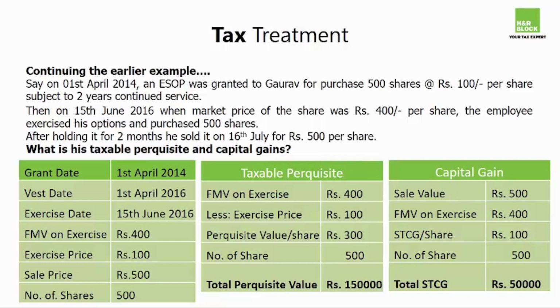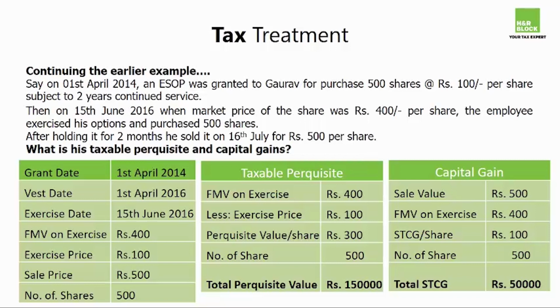Now what total number of shares are allotted to you? 500. So rupees 300 into 500 shares. So the total perquisite value becomes 1,50,000. And this perquisite will be added to your regular salary and taxed accordingly as per your slabs.